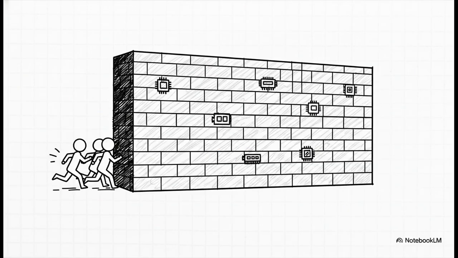Well, this problem actually has a name. It's called the VRAM wall. It's this barrier where the memory that today's powerful models need is just way more than what most developers, researchers, or even small companies can get their hands on. It's a huge bottleneck for innovation.